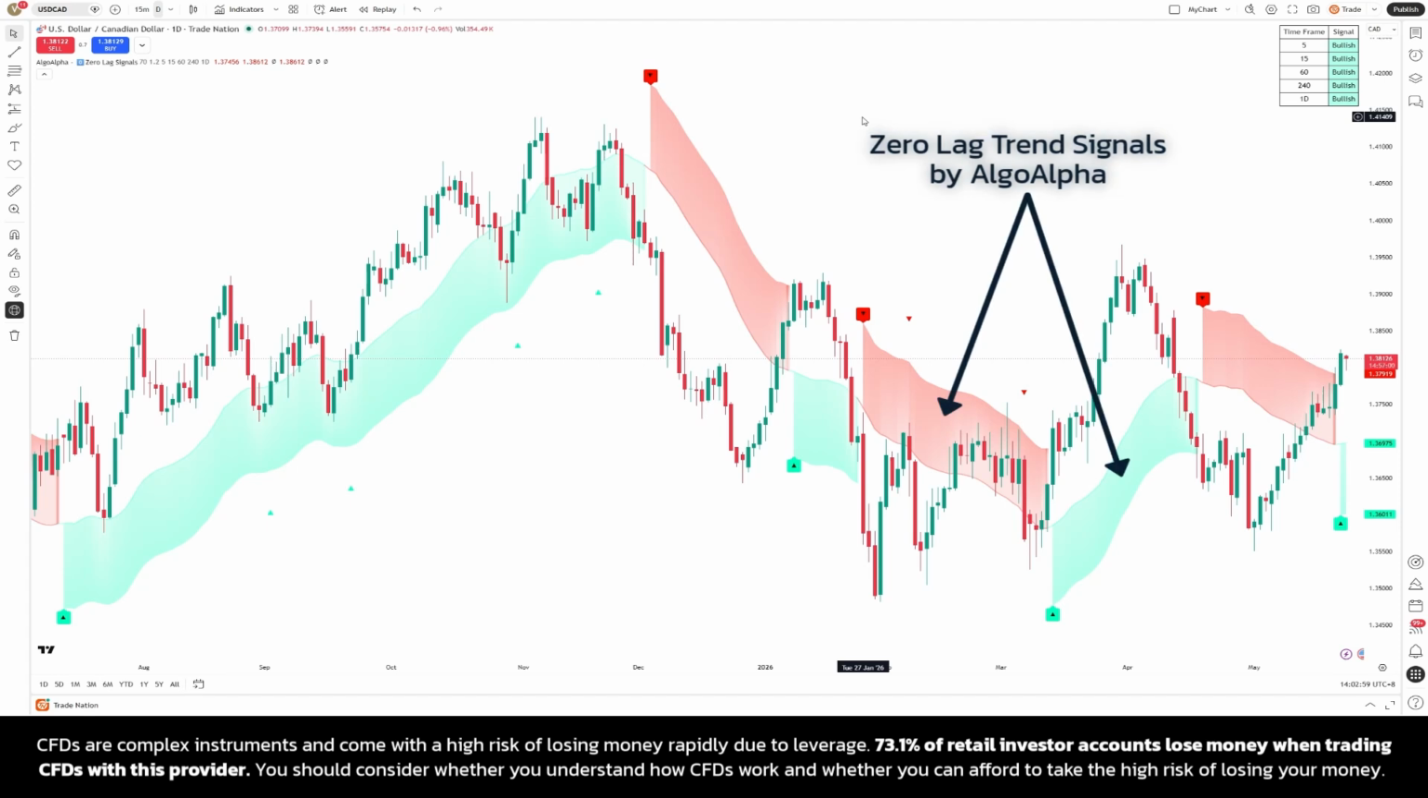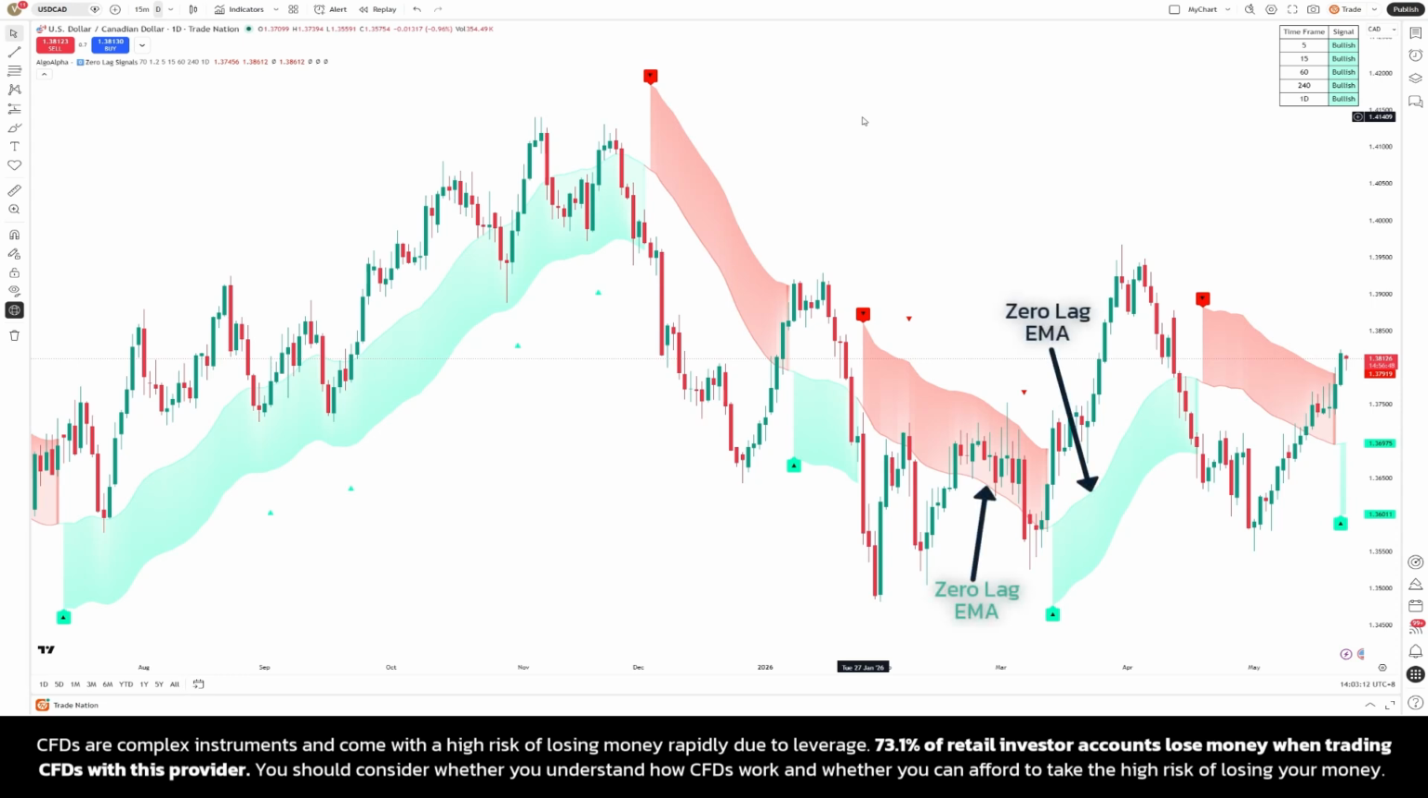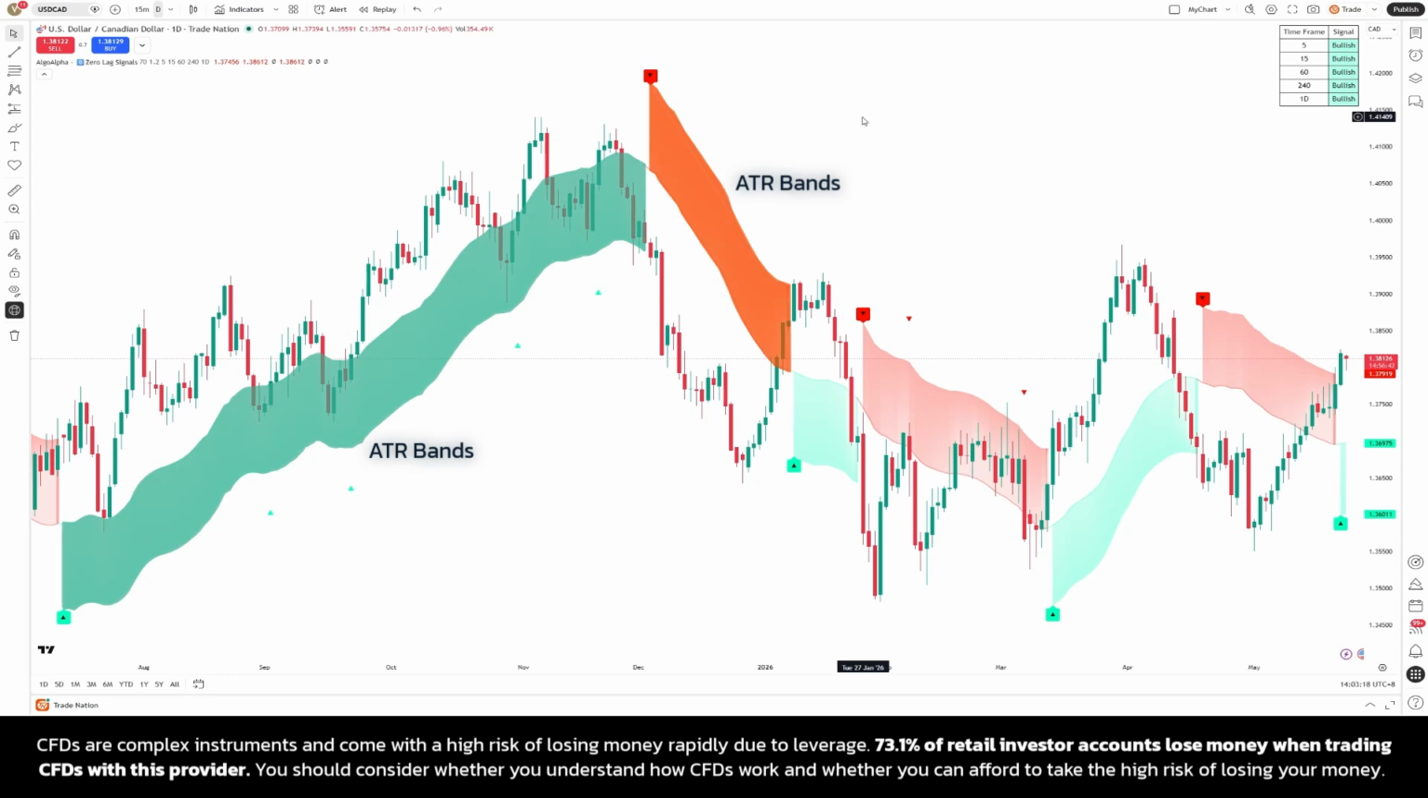AlgoAlpha's zero lag trend signals is designed to make trend direction easier to read by reducing the delay that often comes with traditional moving averages. Instead of waiting for a slower signal to catch up after the move has already developed, it uses a zero lag EMA as the foundation, then combines that with volatility bands to create a trend framework that reacts more quickly while still filtering out weaker fluctuations.